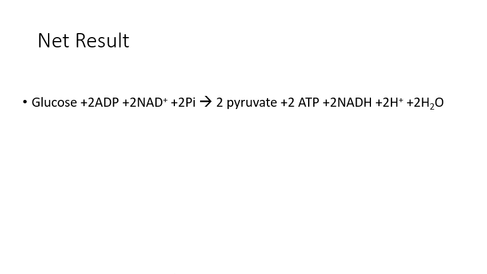And it shows us that starting with one glucose molecule, adding 2 ADP and 2 NAD and 2 orthophosphate, we end up with 2 pyruvate, a total of 2 ATPs, 2 NADH, 2 protons, and 2 molecules of water.